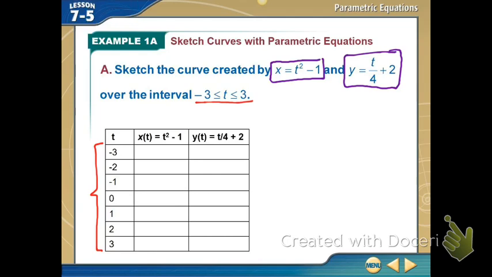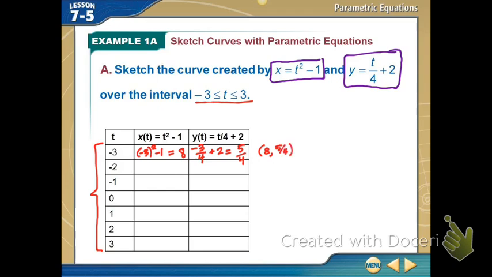So let's just plug the first one in. This would be -3 squared minus 1. So that would give me 8 for x. And this would give me -3/4 plus 2. So that would give me, let's see, 8/4 plus -3/4, that would give me 5/4 for y. So when t is at -3, the coordinates for x and y are 8 and 5/4.